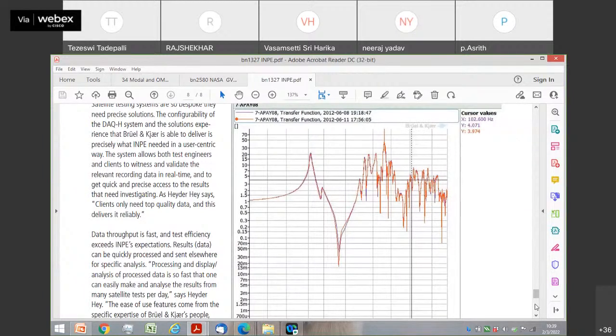That is what the measurements they have done in NAL. I know that because I have been involved with the acoustic chamber in NAL from 85, 86.